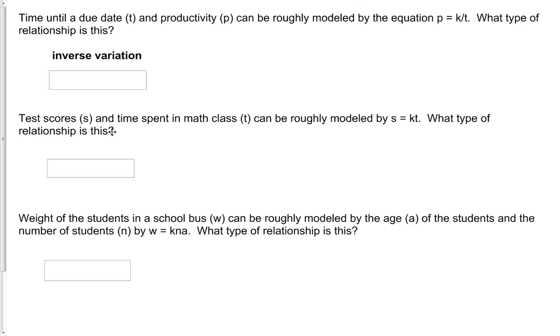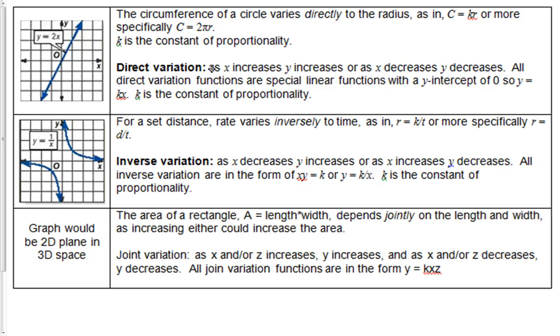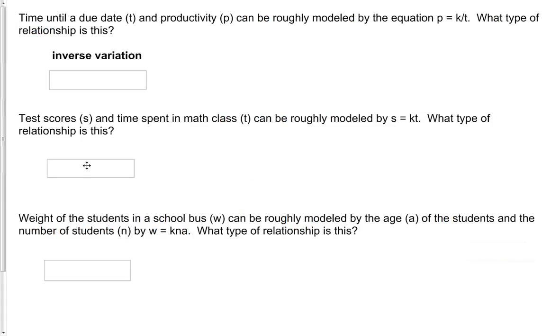Next example. Test scores and time spent in math class can be roughly modeled by your test score, S, equals some constant times t, the amount of time spent in math class. What they're saying is that the more time you spend in class, the more your score is going to go up. What type of relationship is this? Well, if one thing causes the other thing to increase, then we know that we are dealing with direct variation because we only have a y and an x, two variables. So this is going to be direct variation.